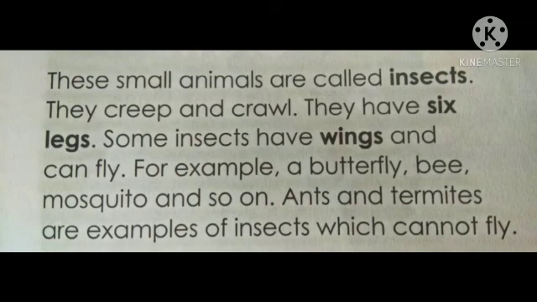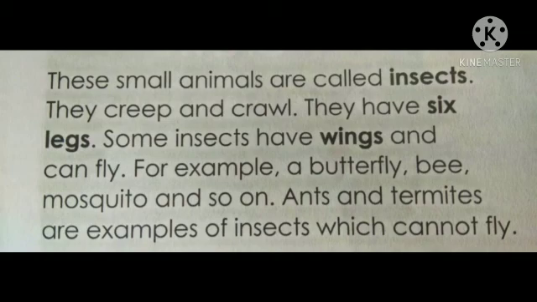These small animals are called insects. They creep and crawl. They have 6 legs. Some insects have wings and can fly. For example, butterfly, bee, mosquito and so on. These are the insects which can fly.